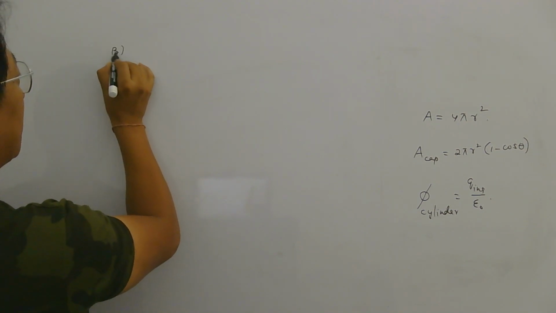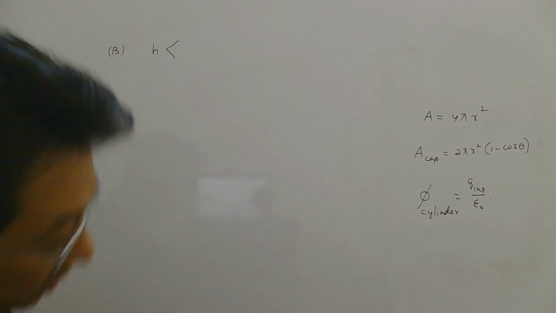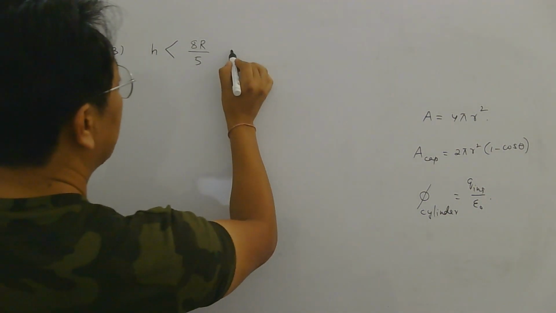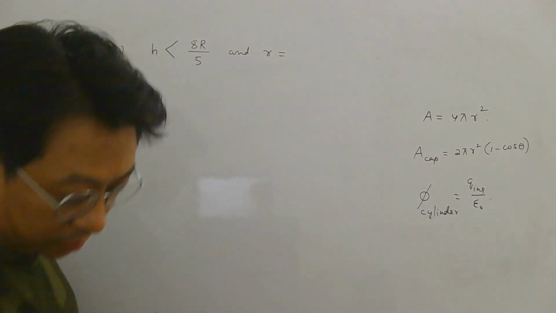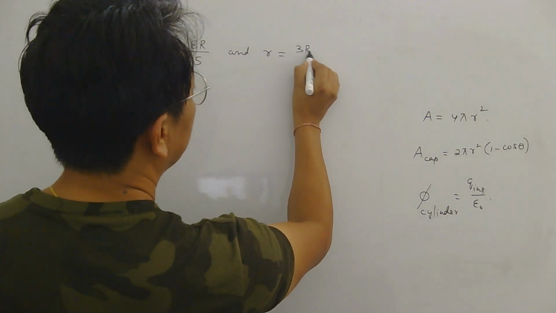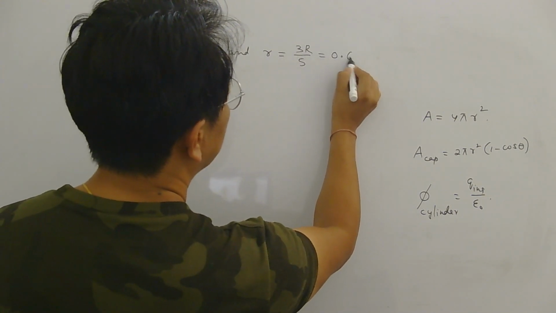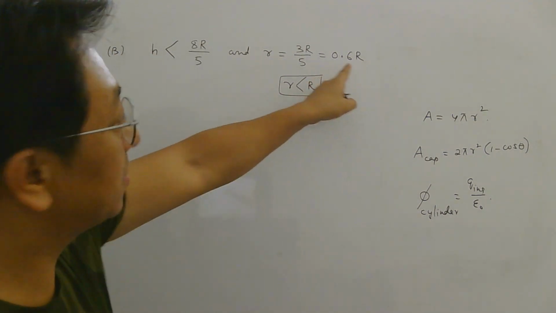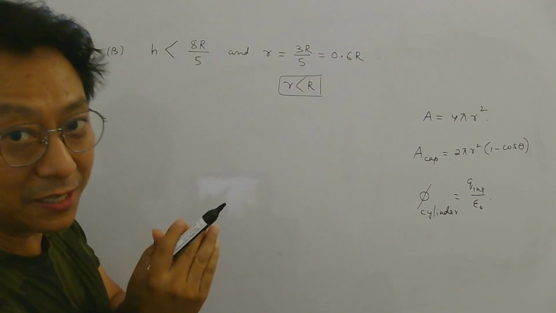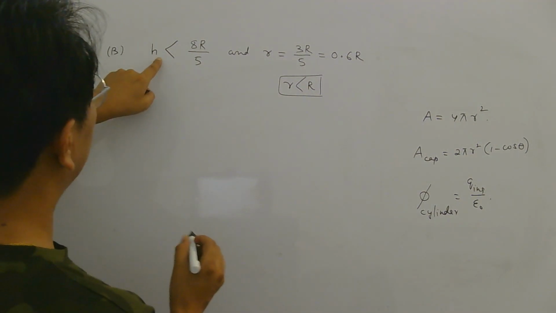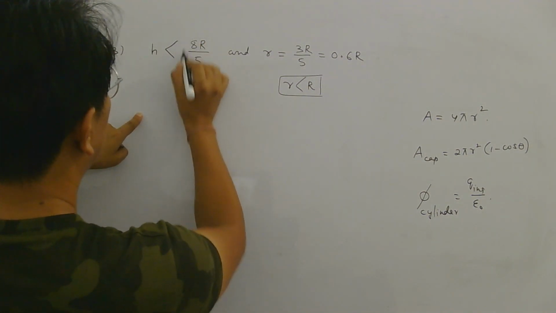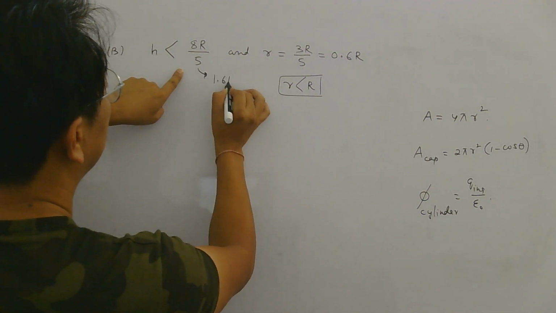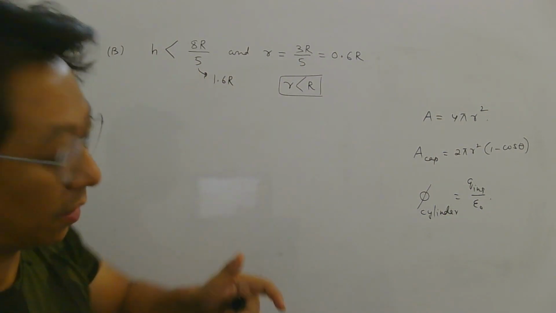The second option is saying the height is less than 8r by 5, and the radius is equal to 3r by 5. Now 3r by 5 means 0.6r. So clearly it is less than capital R, isn't it? Because it is 0.6r, the radius this time is less than capital R. And the height is less than this number. This number will be how much? 5 ones are 5, 3 carry, 5 sixes are 30. So the height is also less than 2r.